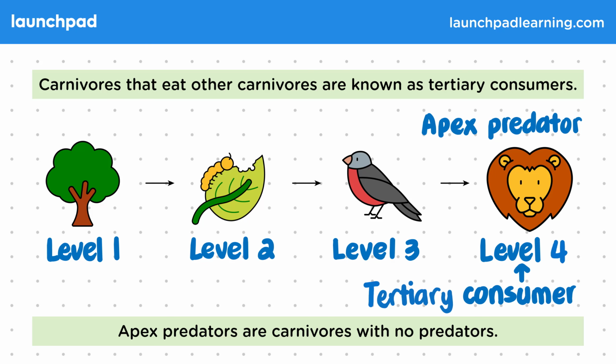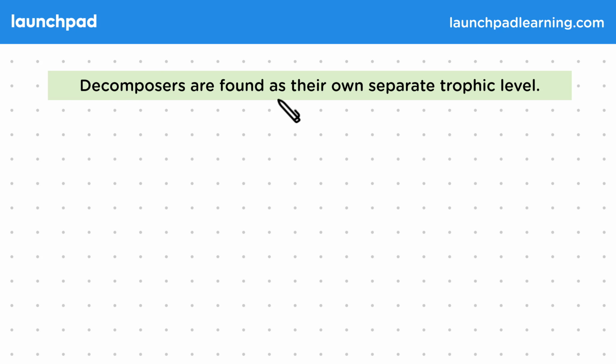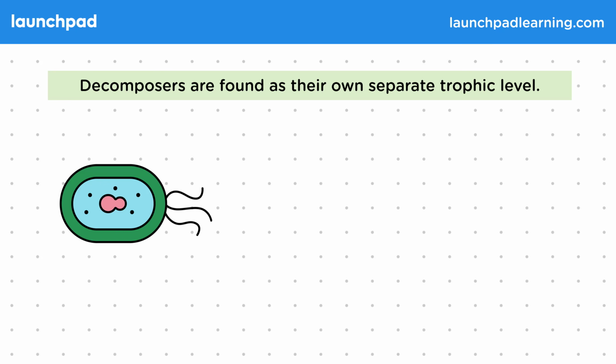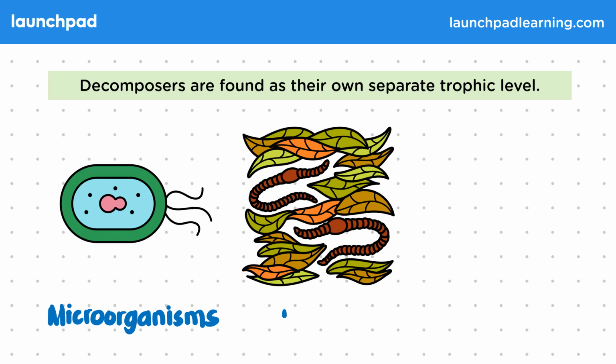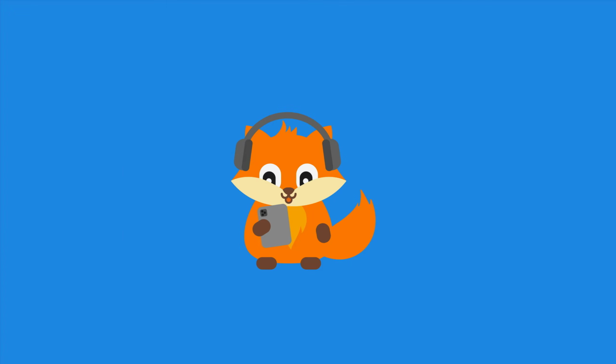So we've had a look at organisms that feed on other living organisms, but what about those that feed on dead matter? Decomposers are found as their own separate trophic level. Remember that decomposers break down dead plant and animal matter. For the exams, you should be aware of the role of bacteria and fungi in decomposition, and this is covered elsewhere in the course. Other examples of decomposers include worms and maggots, although you don't need to specifically name these for the exam.